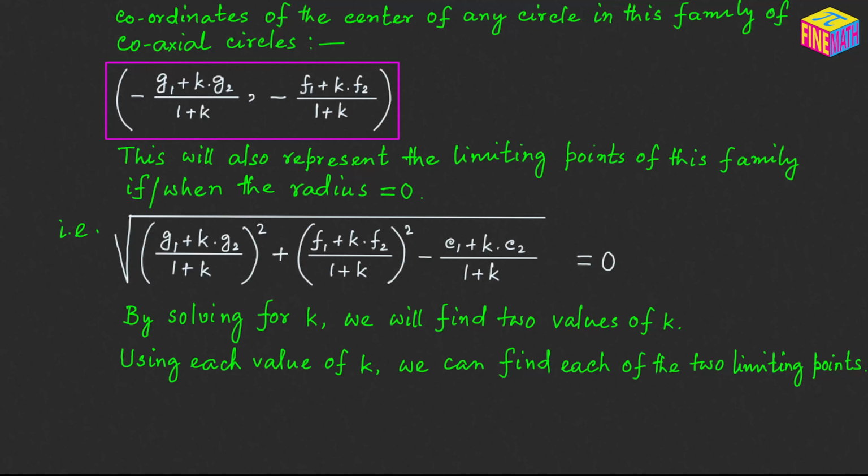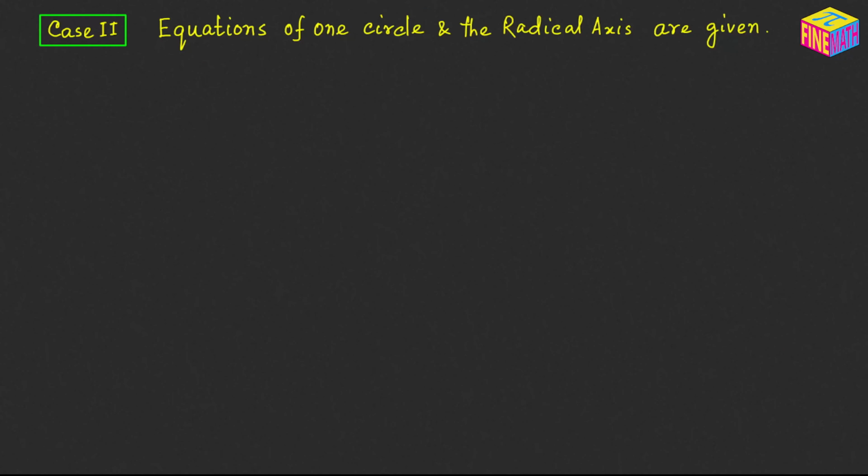Next, we are going to take another situation. In the second case, we have been provided with the equation of one circle belonging to the family, and also we have been provided with the equation of the radical axis for that family of coaxial circles. And from here, we have to find out the limiting points, I mean the coordinates of the point circles belonging to that family of coaxial circles.